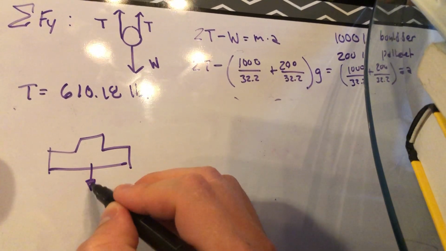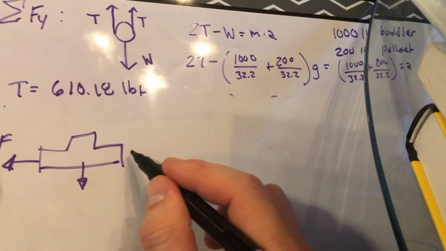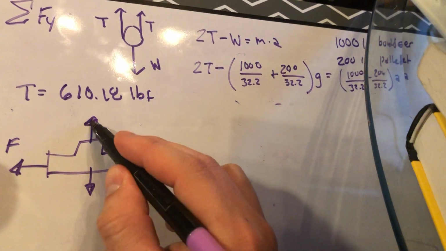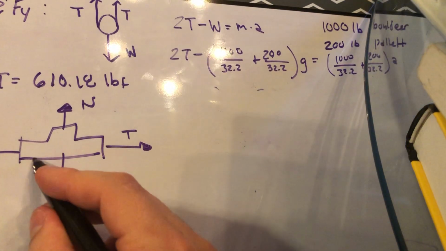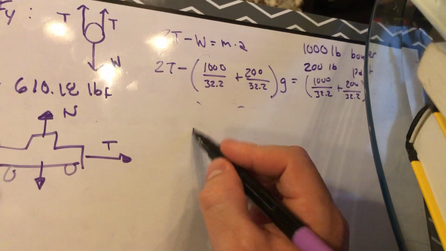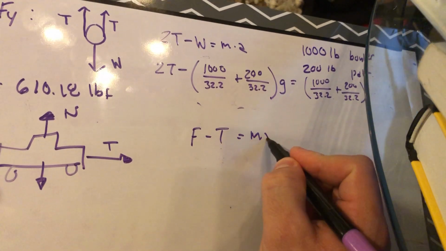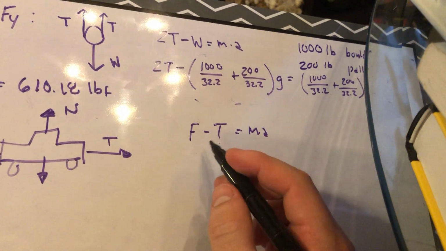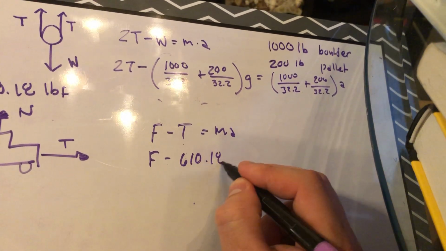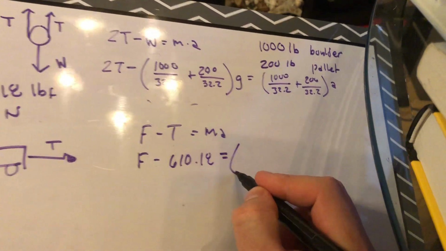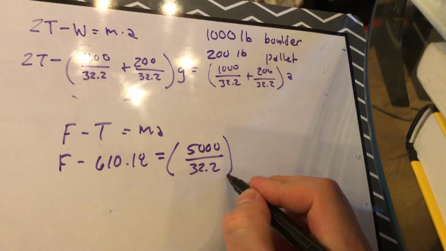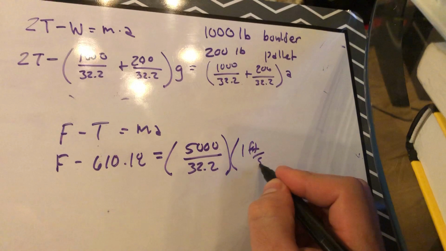Okay. Now for the truck, if we do a free body diagram, it's going to have weight here, force here, a tension here, and a normal force here. And it's got wheels too, which is a terrible drawing. So we know force minus tension is equal to MA. That's cool, because then we can easily solve for force. We have 610.18, which is going to equal 5,000 divided by 32.2 times 1 foot per second squared.